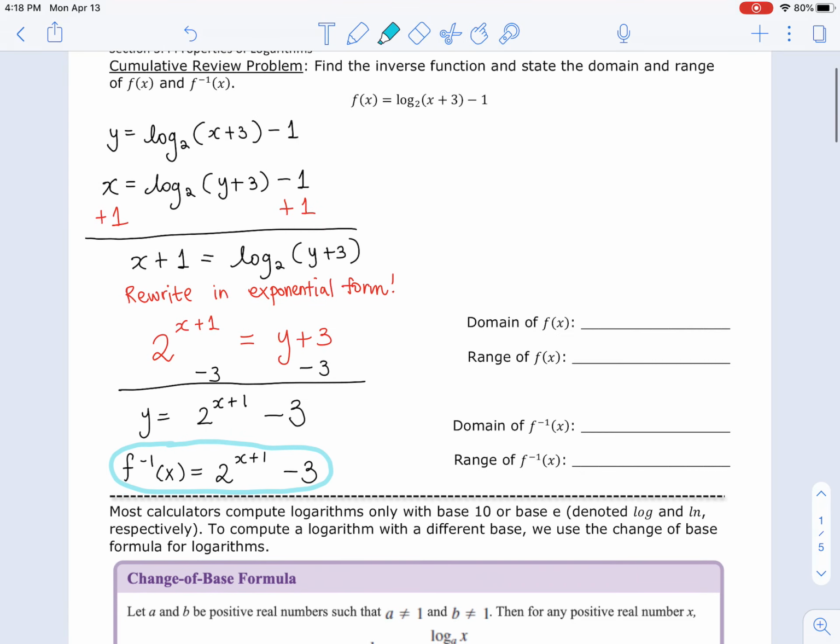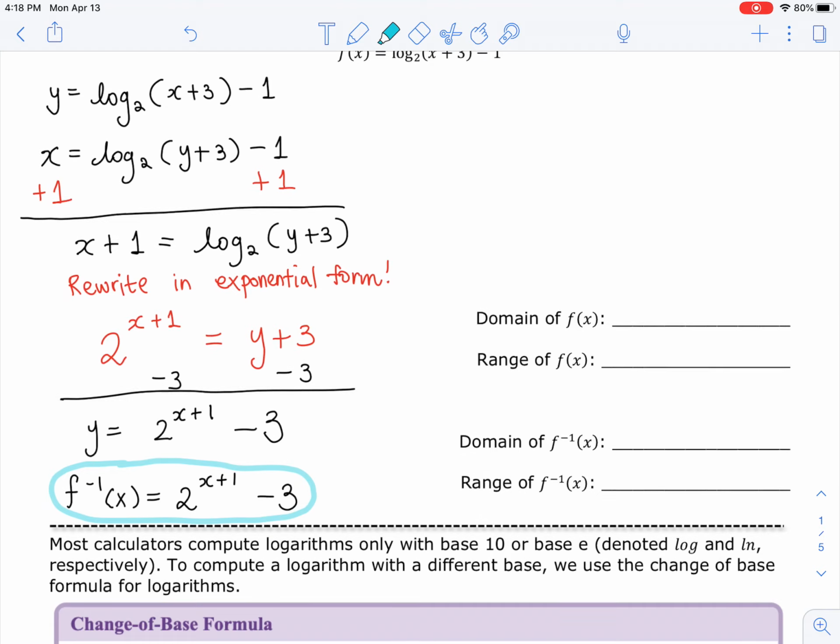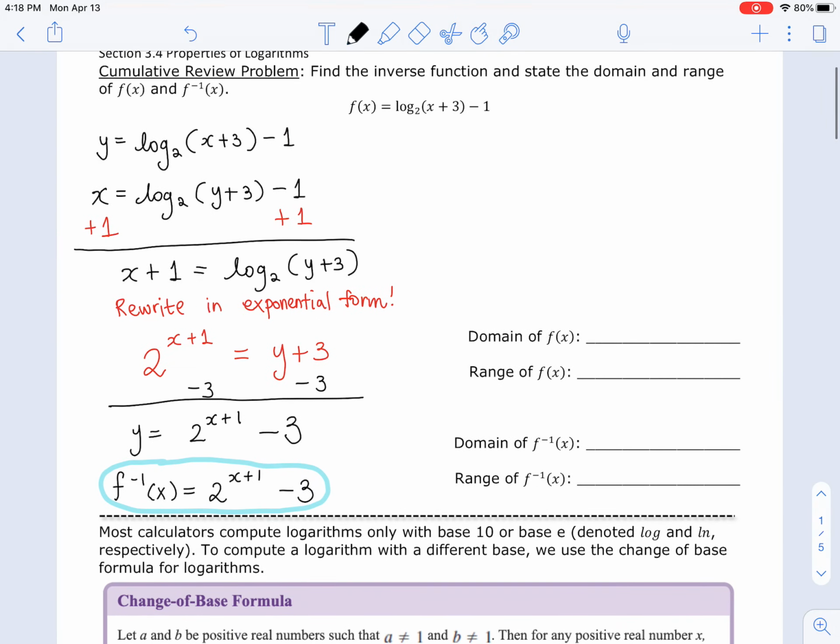Now let's talk about the domain and range. You really only have to find the domain and range for one of them, and the domain and range for the inverse will just be switched, right? Remember, it's a good review again. Let's talk about the domain of a log function.